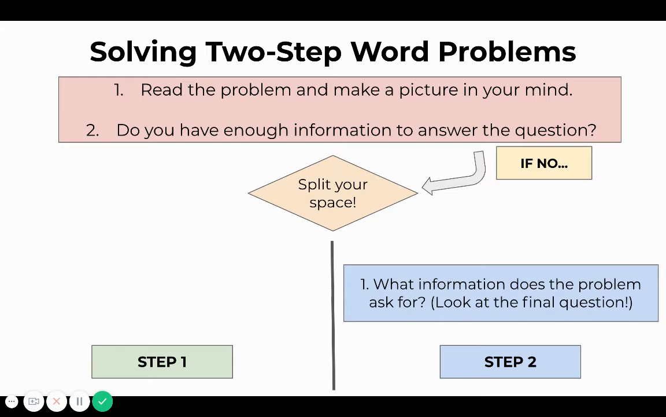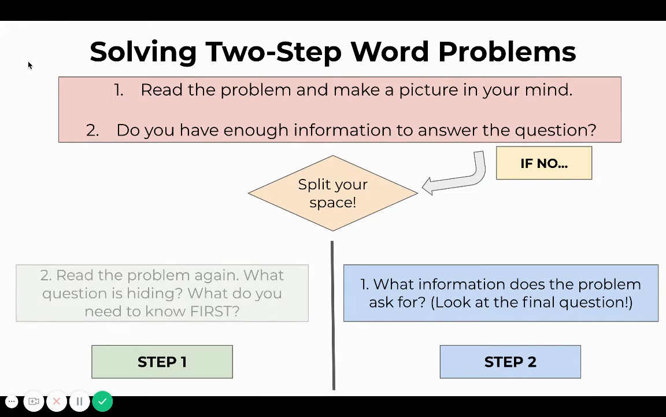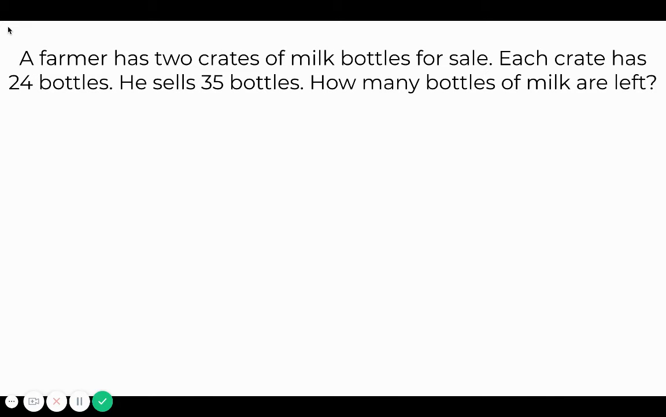To solve a two-step problem, first we ask ourselves, what information does the problem ask for? And we can look at the final question to tell us that. Then we read the problem again and ask what question is hiding, or another way to say that would be, what do you need to know first? Some of you also used pictures to represent the word problems, and that works just fine as well. You're still following those steps of figuring out the final question and finding out what question is hiding from you.